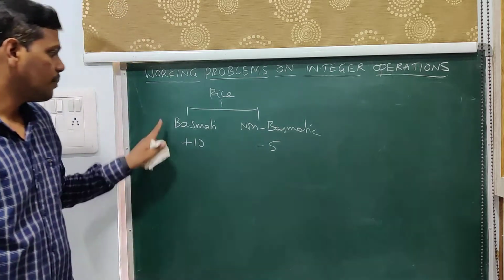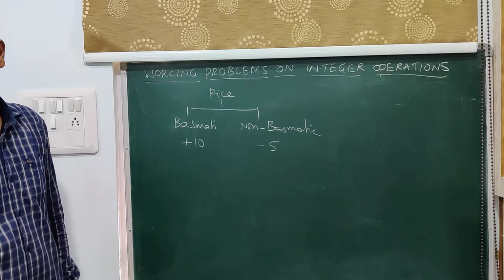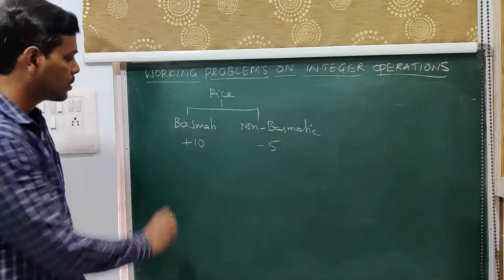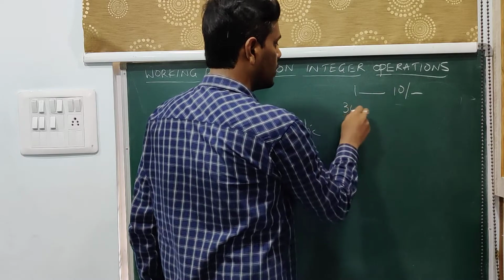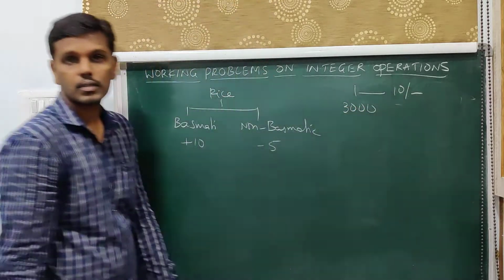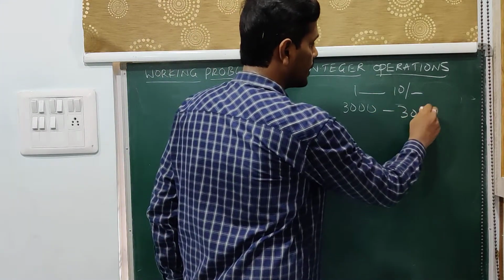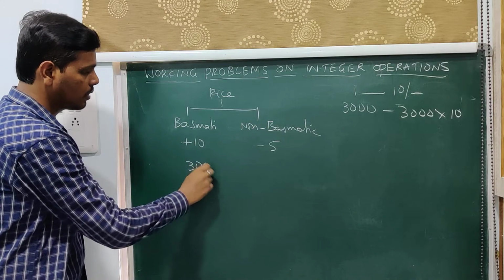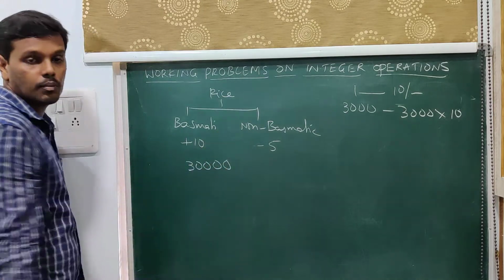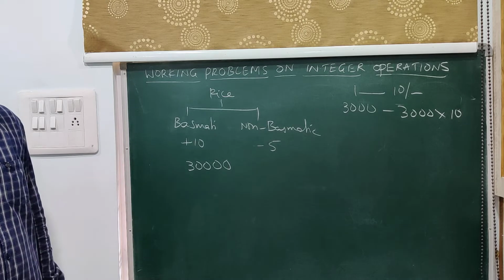Okay. So one bag he gets 10 rupees. Now basmati rice bags he has sold is 3000. One bag 10 rupees, so now he has got 3000 bags. How much amount does he gain? It is 3000 into 10, which is 30,000. So 30,000 is the amount that he gains on basmati rice bags.